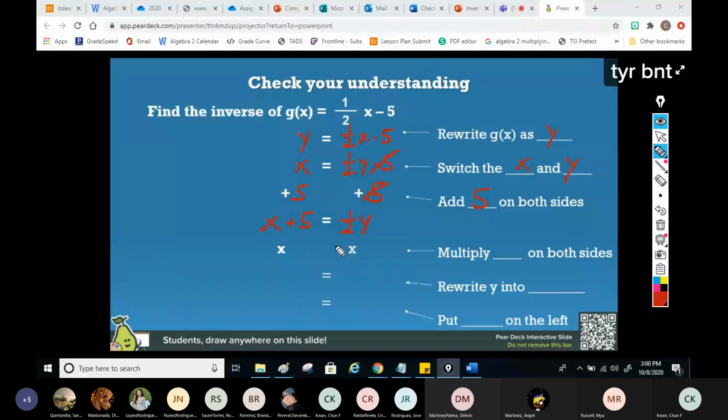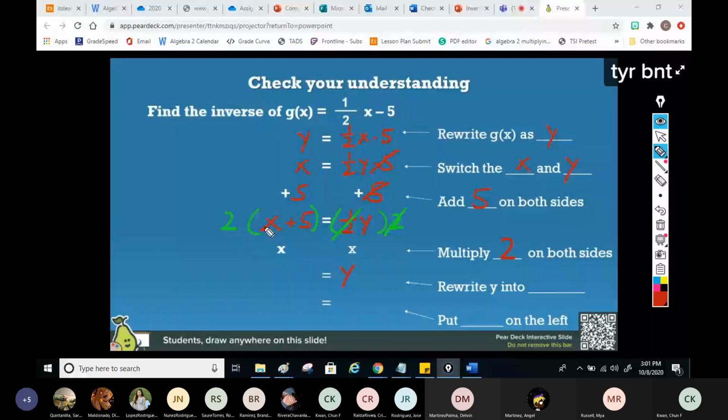All right, you're very welcome, Kaylin. And then multiply by 2 on both sides, all right? You have to do the opposite of times 1/2, which is times 2. So you will times 2 on the right and times 2 on the left. After that, times 2 and 1/2 will cancel out, and you will have just the y.